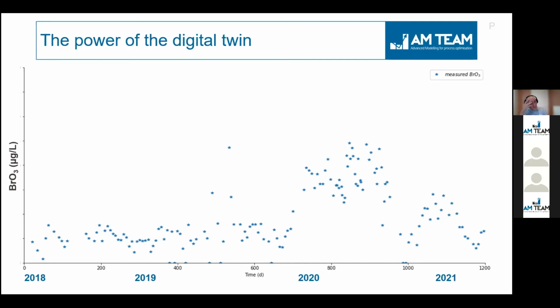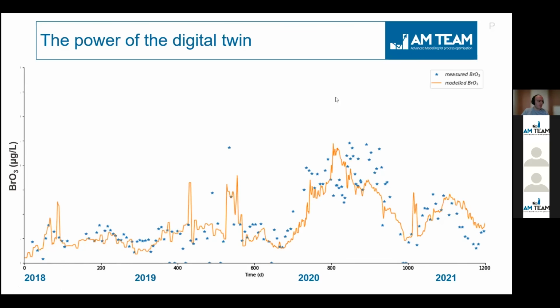And here you see 4 years of data. So a lot of bromate measurements measured at the effluent of the ozonation. And we modeled this 4-year data. And I wanted to show you this graph just to show you the power of a digital twin. So in orange, there should appear a beautiful graph. So yeah, you can see that the model really captures this dynamic data and predicts the bromate formation very well.